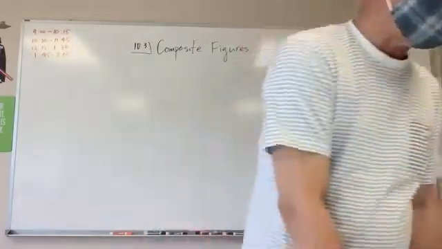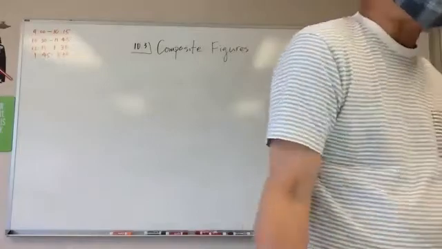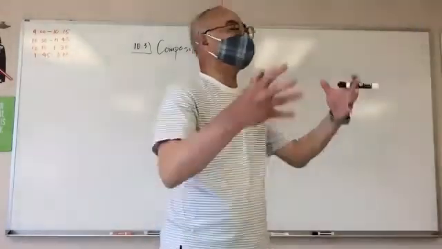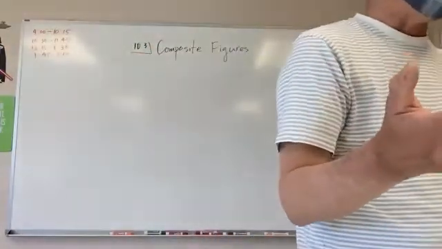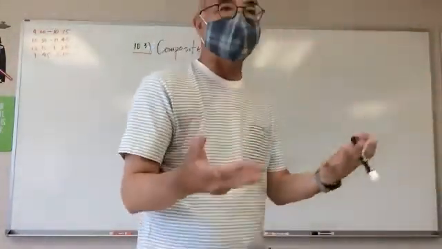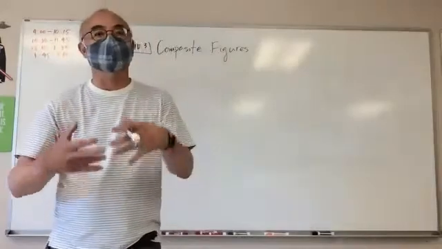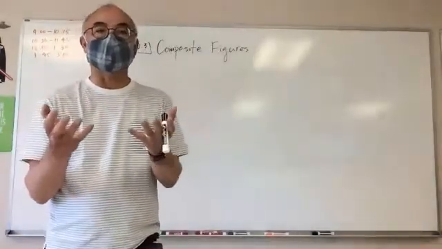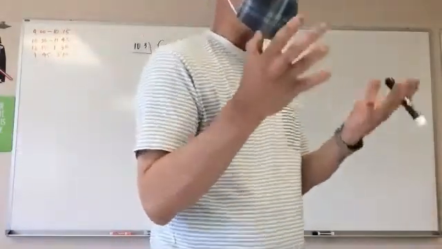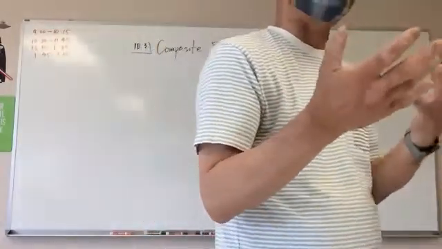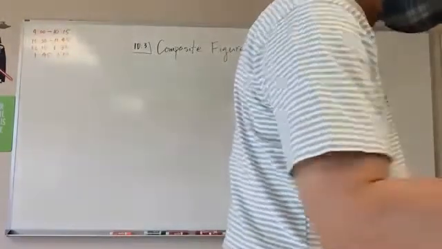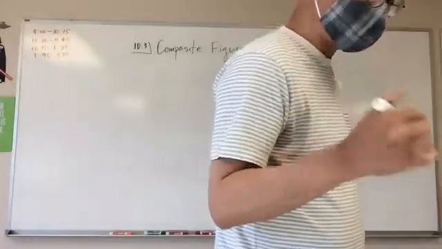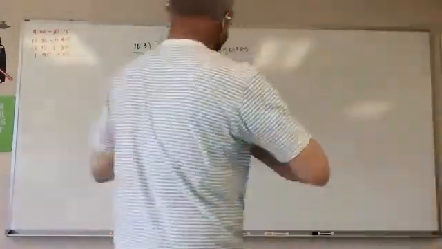So composite figures is exactly that. You just add. They're going to give you some kind of figure, and you're going to have to view that as a composite figure, a combination of figures, so that you can find what the area is. Okay, that's basically what we're doing. All right, so let's look at example number 1.